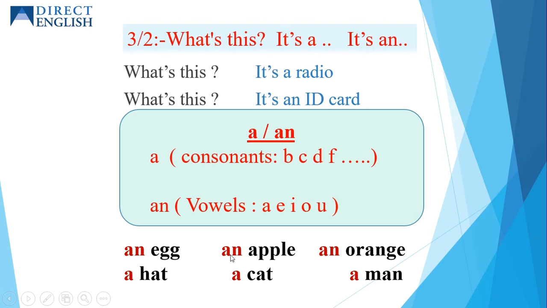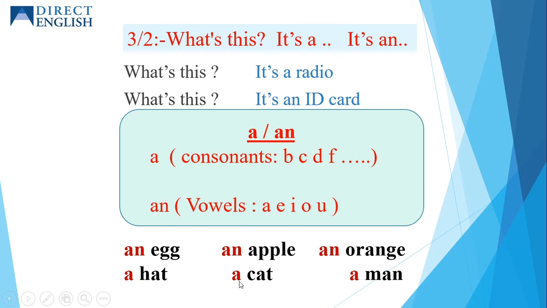Another example, an apple. Why do we have an here? Because at the beginning of apple we have A, which is a vowel. Another example, an orange. Why do we have an here? Because it starts with O, and O is a vowel. Now let's have examples about consonants. Hat, a hat. This letter is a consonant. That's why we said a hat.